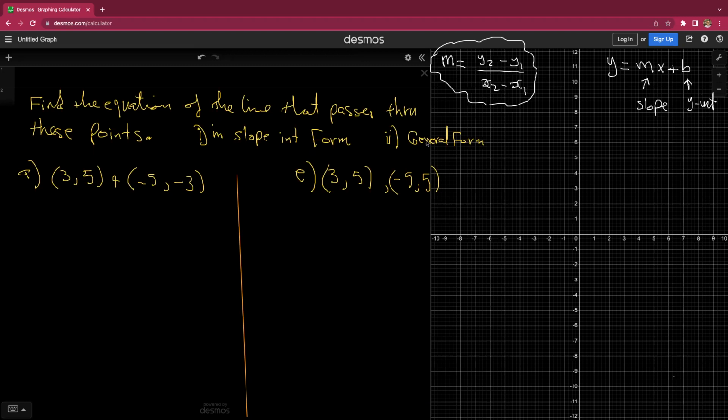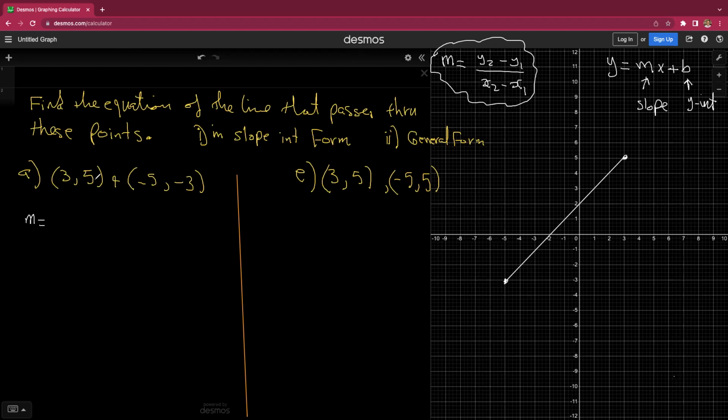So the first thing I need to know about these 2 points, one is at 3 and 5, which is right here, and the other one is at -5 and -3, and there's a line that connects these 2 points, and I want to find the equation of this line, the first thing I need to find out is what the slope is. How do I find out? By using this equation that's given to me, which is m equals y2 minus y1 over x2 minus x1.